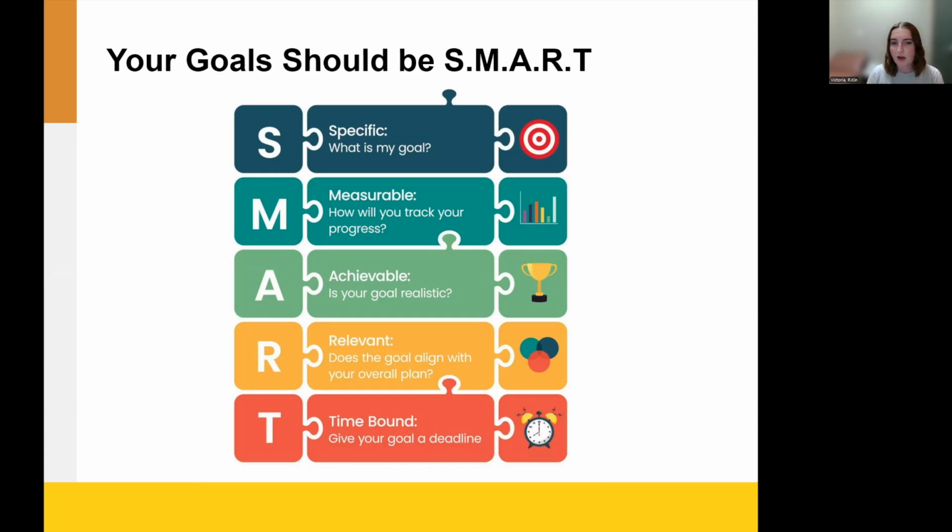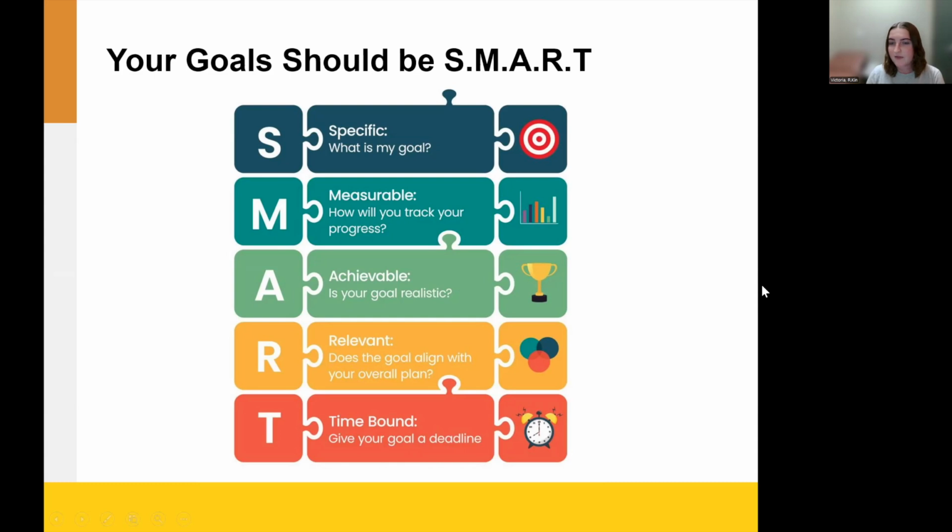Okay, it also has to be relevant. So does your goal align with your overall plan or vision? For example, if my vision was to have more energy to play with my grandchildren, like the cardiac college video mentioned, my goals should focus on things to improve my energy, right? So diet, sleep, stress management, exercising, those are all goals that will help my energy. It wouldn't make sense for me to set a goal about going on a Ferris wheel, right? If I wanted to help improve my energy, that doesn't make any sense. So the goal has to align with your overall plan to help keep you on track.